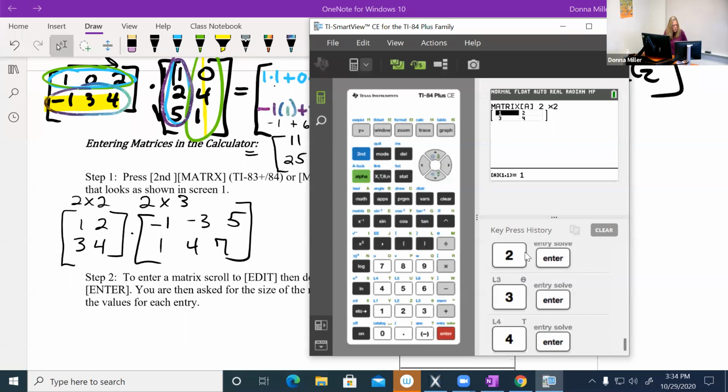Any questions? We good with that? Once you have it entered, you have to quit out of it. The quit button is right here above the mode button. So you're going to hit second and then mode, or second quit. That gets you out of that matrix.